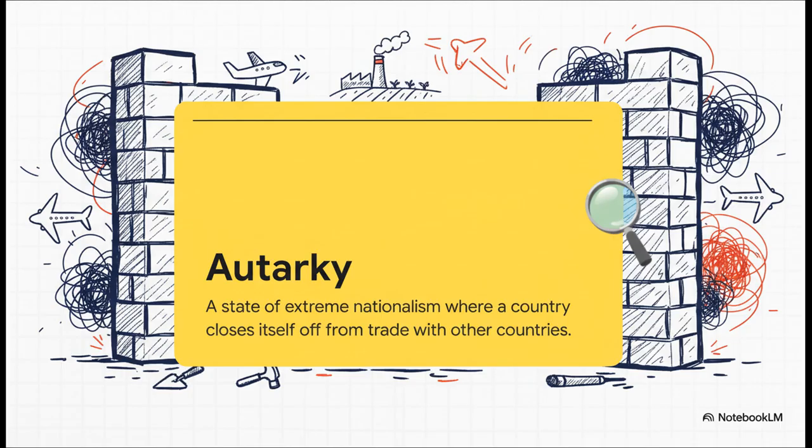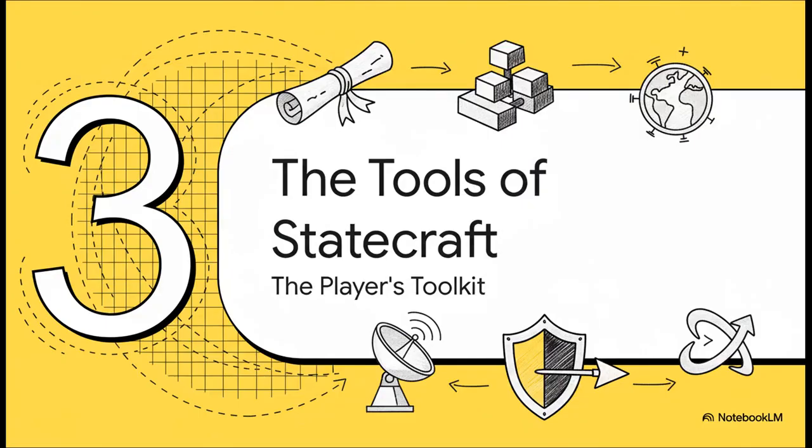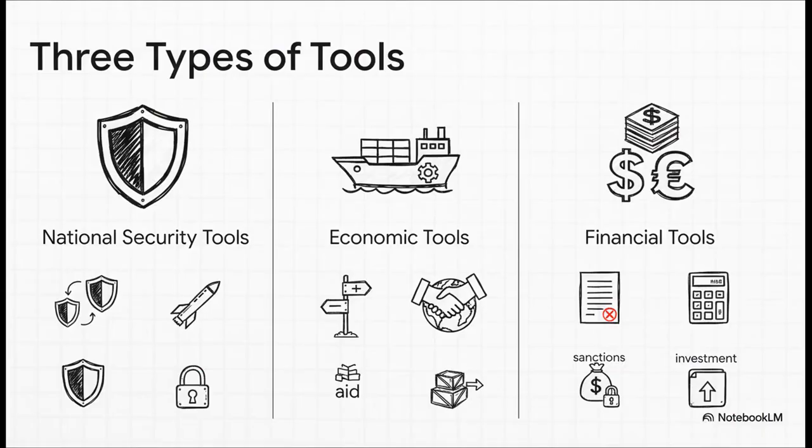It's really hard to pull off, but a country like North Korea is probably the closest thing we have to a modern example. Okay, so countries have these four basic strategies. But here's the thing, they don't just pick a box and stay there. They actively use a whole toolkit to push for their agenda and move around on this map. And these tools pretty much fall into three big buckets.